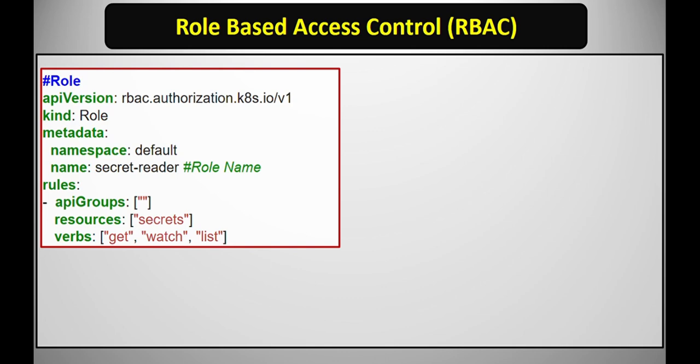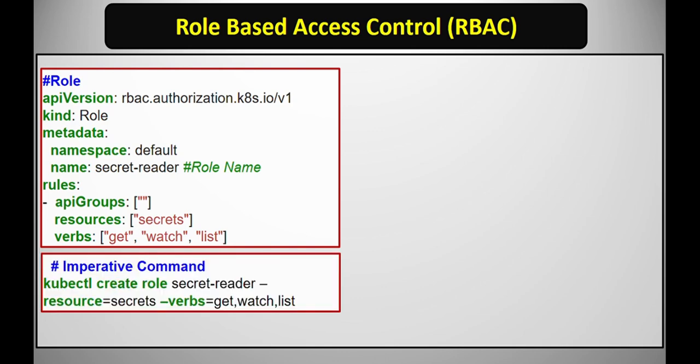Here, the default namespace is being defined. Resources are represented and accessed using a string representation of their object name. Here we define the secret resource, and verbs are the actions which can be performed on that particular resource, such as we can get, watch, and list that resource. The imperative command to implement roles is also shown on the screen. When defining roles, always use the imperative command to save time.